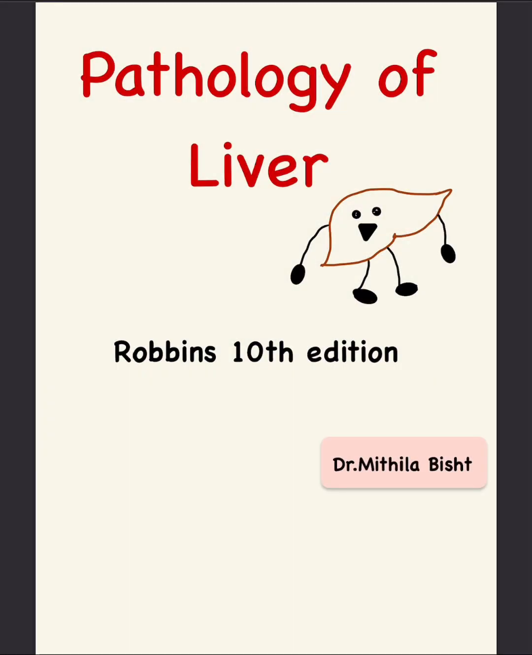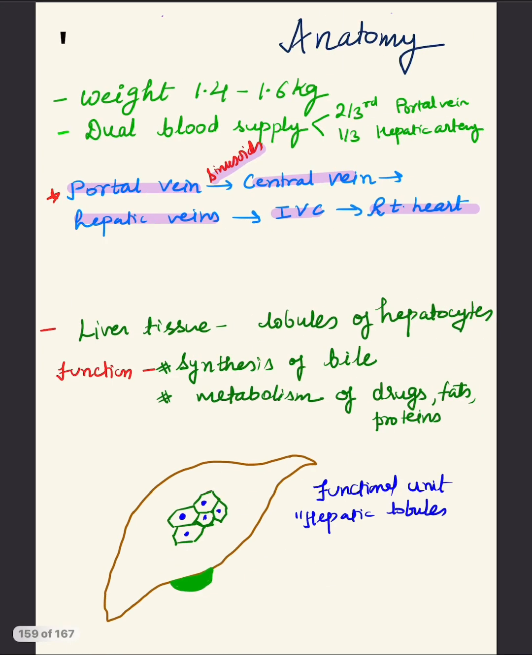Today I am starting a new unit, that is pathology of the liver. So before going to the various lesions affecting liver, we should start with the basics. The liver is an organ that is present in the right hypochondrium and weighs around 1.4 to 1.6 kilograms. Regarding the blood supply, it has got dual blood supply. Two-thirds of the blood comes from the portal vein, which also supplies the nutrients along with it, while the hepatic artery gives the one-third supply to the liver, and it has got the oxygenated blood with it.